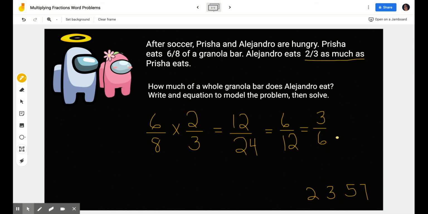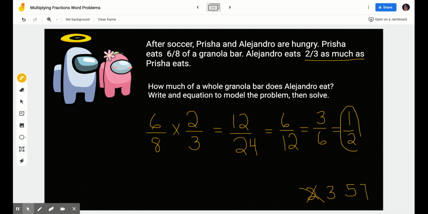Now let's see if we can divide any further to get it into lowest terms. We can't divide 3 by 2. 6 divided by 2 is 3, but it still doesn't work because we couldn't divide the numerator by 2. Let's try 3. 3 divided by 3 is 1. 6 divided by 3 is 2. Now that we have 1 as one of the numbers of the fraction, we know it's in simplest form. We can't divide any further.